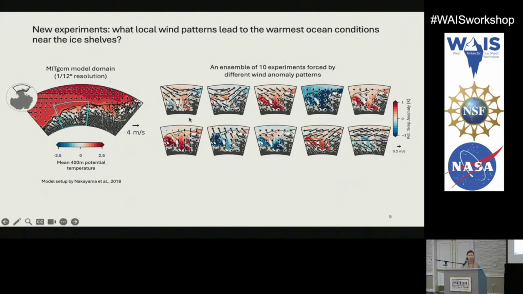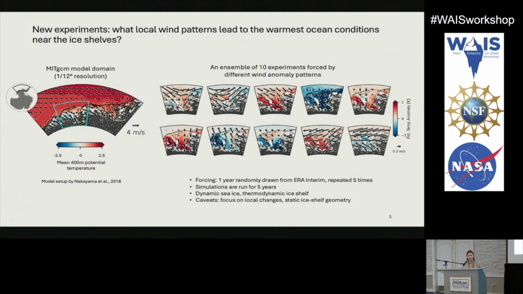So these are the 10 different wind patterns that I chose as forcing. I just randomly drew them from the ERA-Interim observational record. And so I drew them year by year. So I drew 1 year from ERA-Interim, and then I repeated that year 5 times, so that each one of these wind forcings that you see was used to force the model for 5 years. So for example, this member, which shows a really strong westerly forcing, the simulation would have shown 5 years of strong westerly, so you can see what the response is to the cumulative effect.